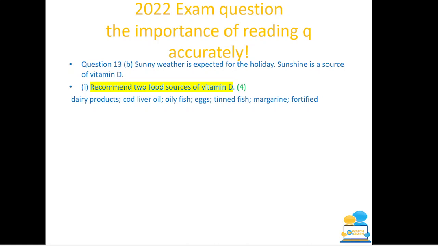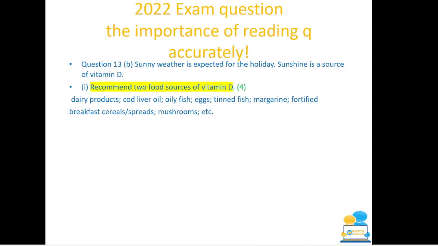Part I, recommend 2 food sources of vitamin D. So recommend, I'm just writing short and sweet, 2 food sources of vitamin D. So it's a food source. Therefore, I can only write down milk, dairy product, cod liver oil, oily fish, eggs, tinned fish, margarine, fortified breakfast cereals. I can't write down sun, okay, because it is not a food source.